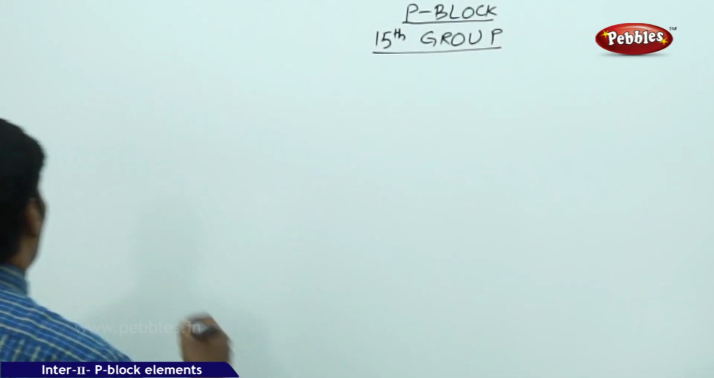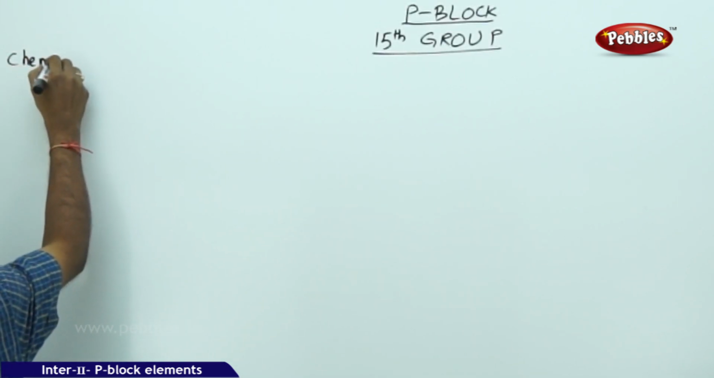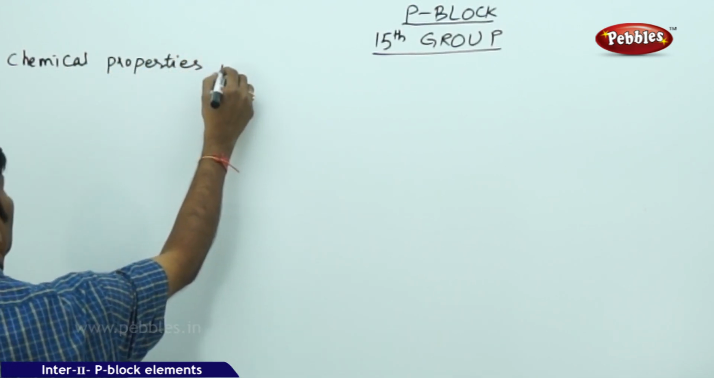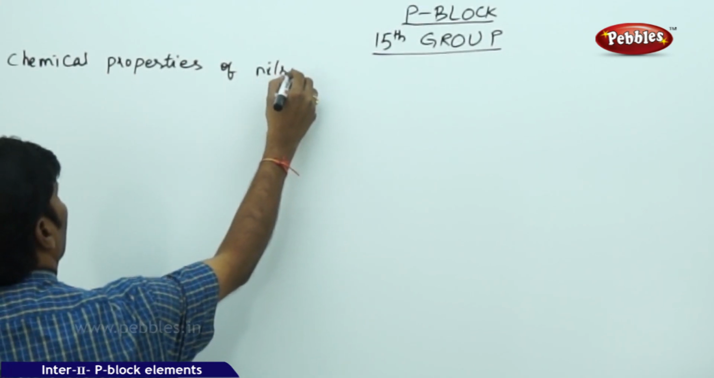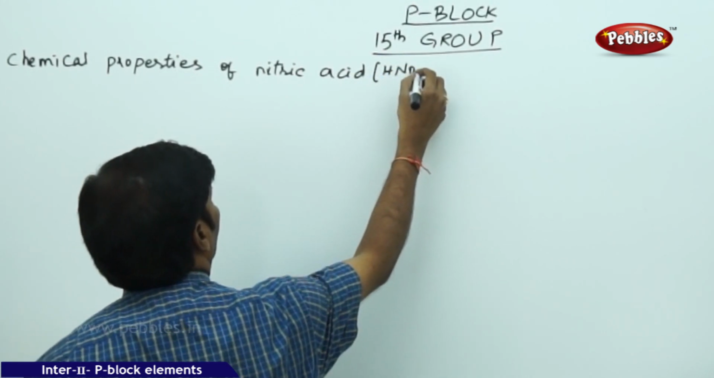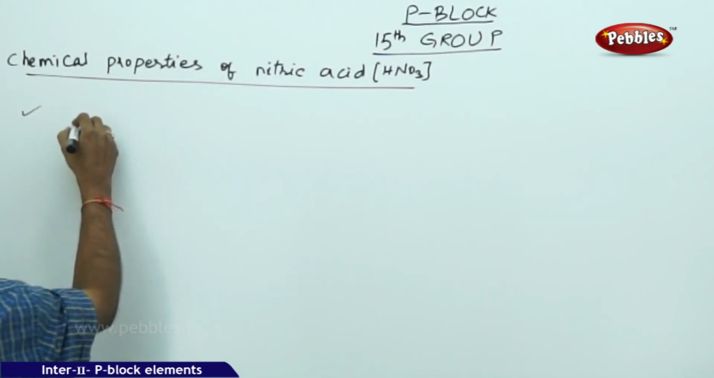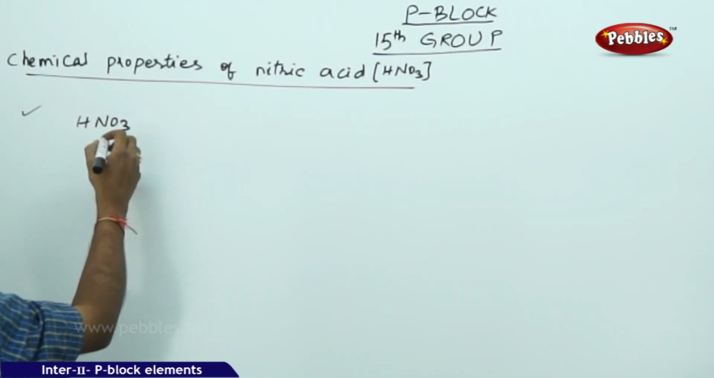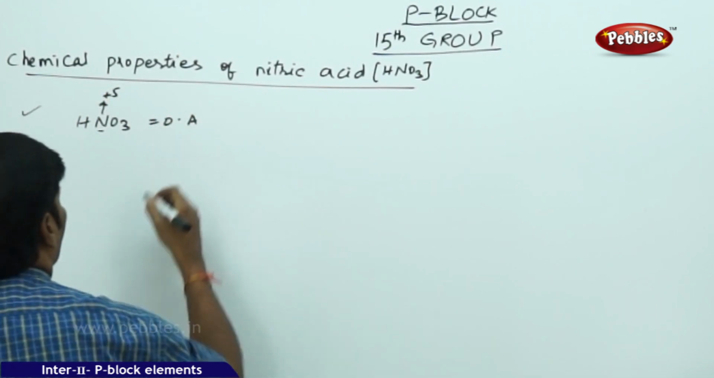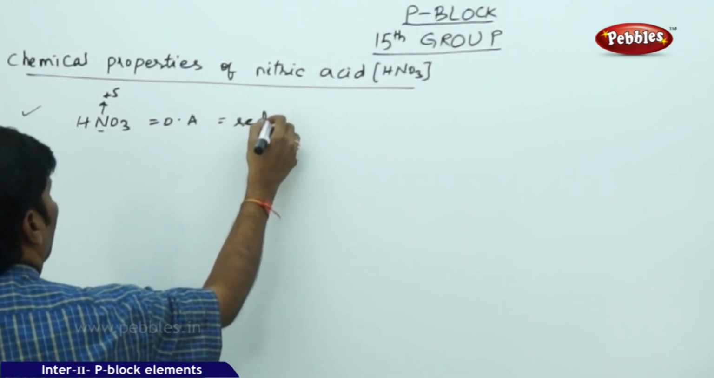So if you go to the chemical properties of nitric acid, what we notice here is, as I told you, nitric acid, because of its highest oxidation state of +5, can behave as an oxidizing agent. It's a good oxidizing agent. If it is acting as an oxidizing agent, all oxidizing agents are said to be reduced.